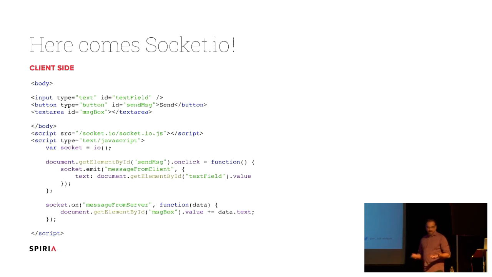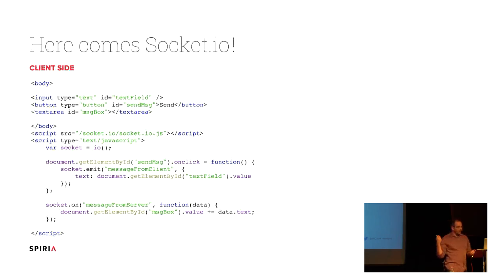So here's a quick example. Like I said, we'll go very quickly through a little chat client. What you see here is a normal HTML page. We have an input box, a send button, and a text area. And then we have this script tag right there, socket.io/socket.io.js, which is served automatically when you include Socket.io on your server.